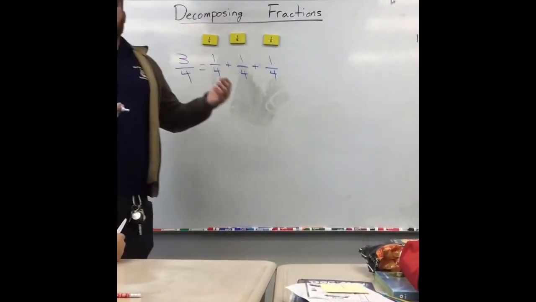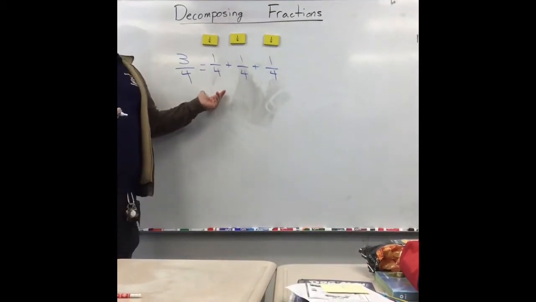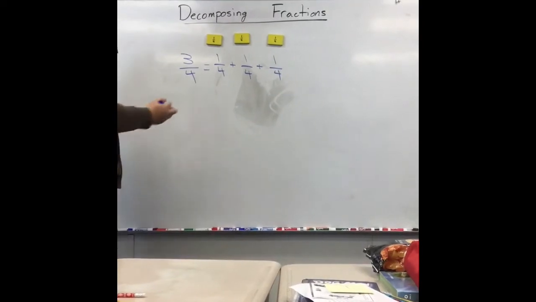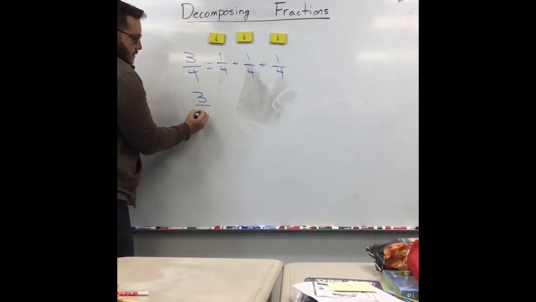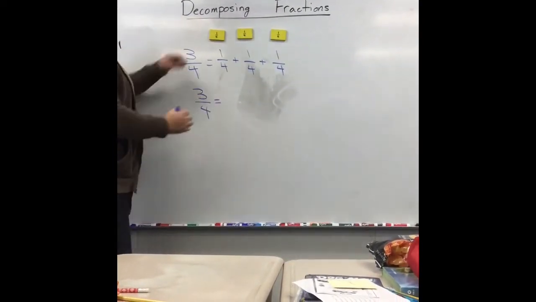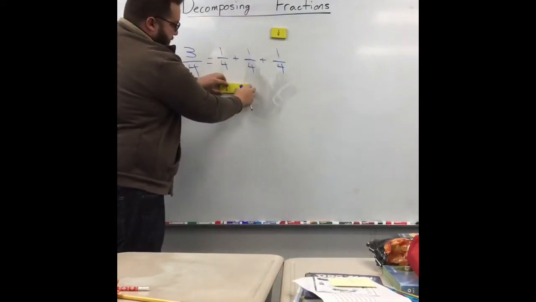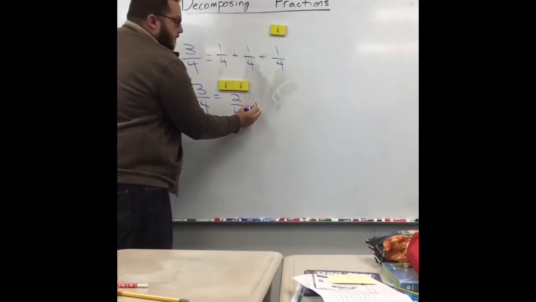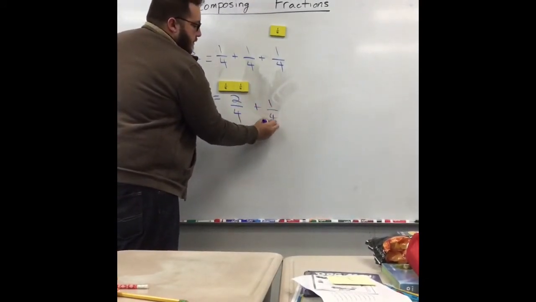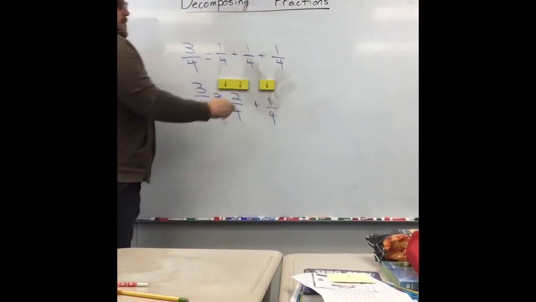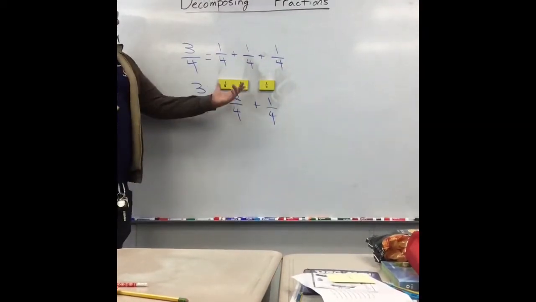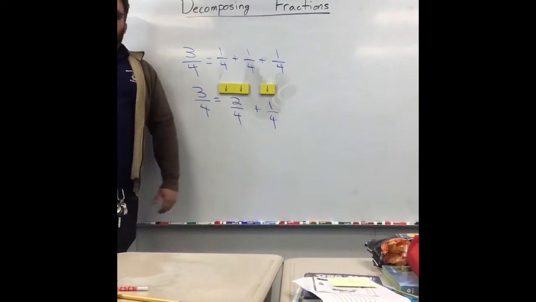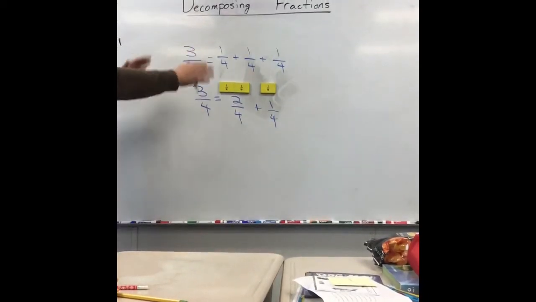Any of my other kids, is there another way I can decompose 3/4? Cage? Yeah. How? So 2/4. So I take 2/4 and 1/4 plus 1/4. Okay. Everyone, do I still have a total of 3/4? Yes. Did I use all the pieces that I originally had? Yes. Okay, so it's a viable option for us.